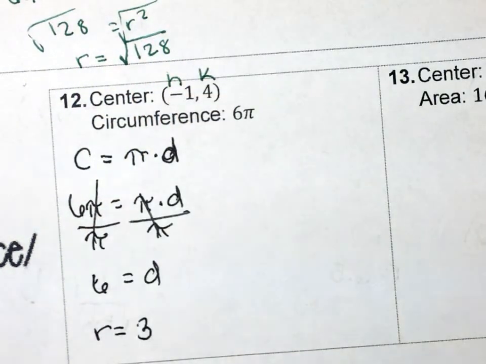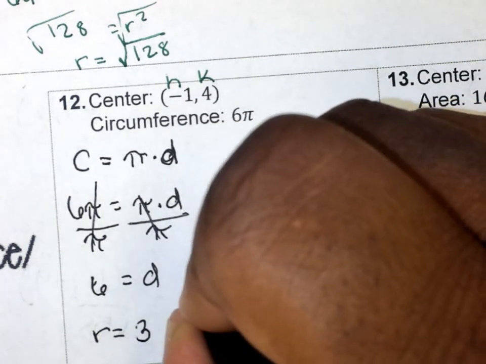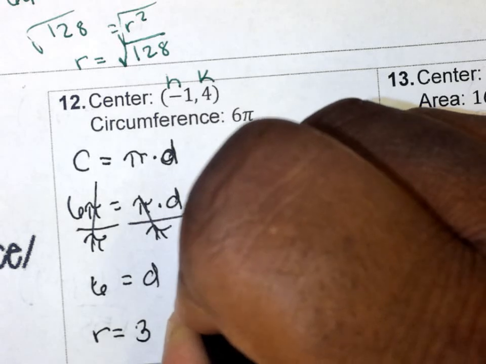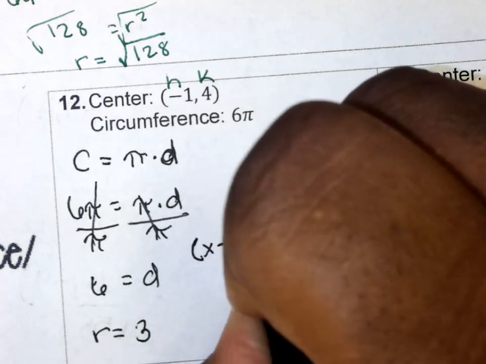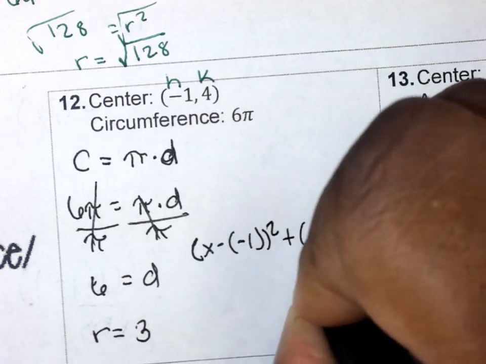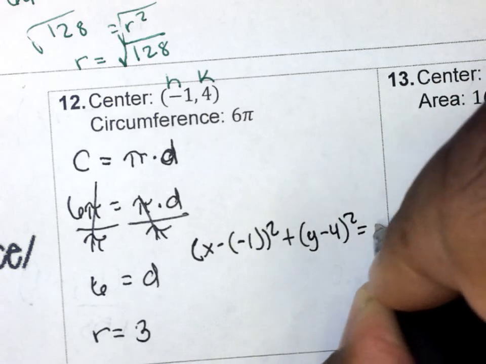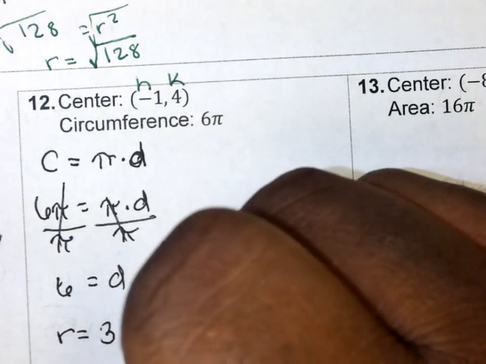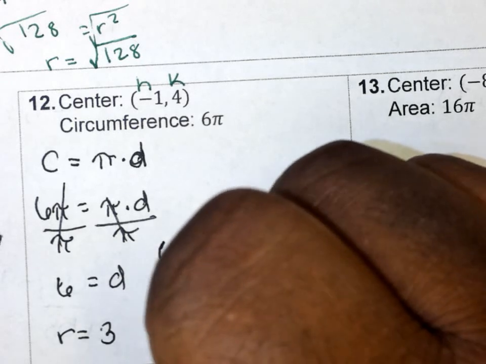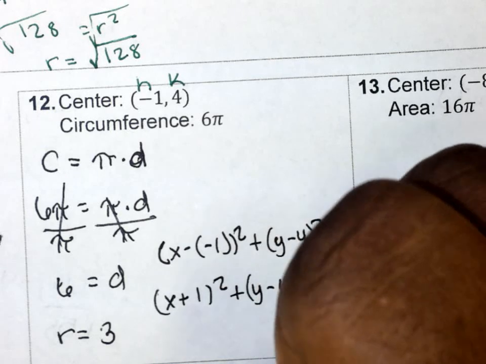Radius is 3. You know I'm going to do it twice. That's just me, though. I expect y'all to do it, too. X minus, parentheses, -1, squared, plus y minus 4 squared equals 3 squared. And then it's x plus 1 squared plus y minus 4 squared equals 9.